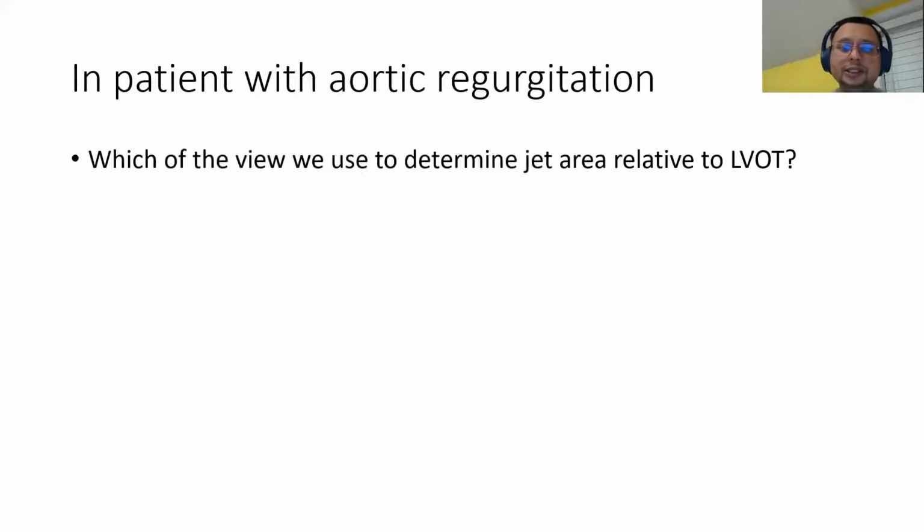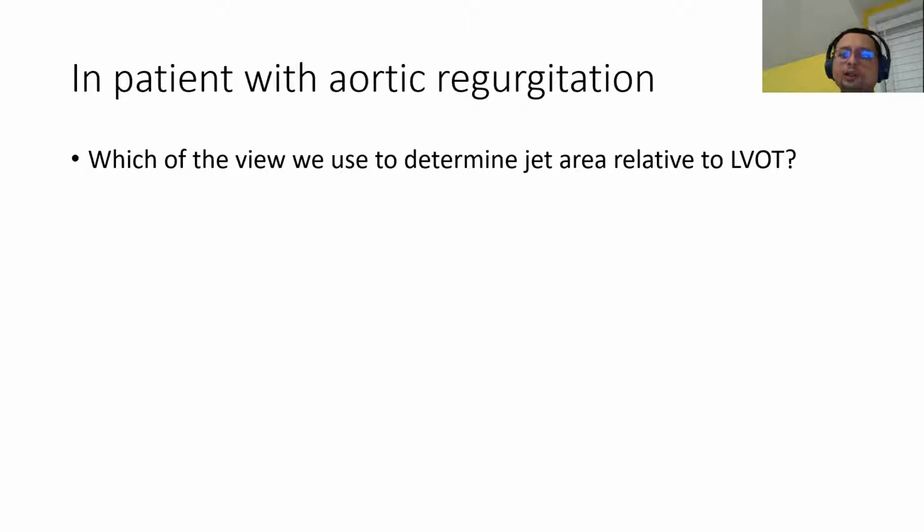In a patient with aortic regurgitation, which view is used to determine jet area relative to the left ventricular outflow tract? One of the characteristics to determine the severity of aortic regurgitation is that we look at the jet area and compare it to the annulus area. So we look at the jet diameter compared to the annulus diameter. If the jet diameter is less than 25% of the LVOT diameter, then we say that is mild aortic regurgitation. If the jet diameter is more than 65% of the LVOT diameter, we say that is severe aortic regurgitation.